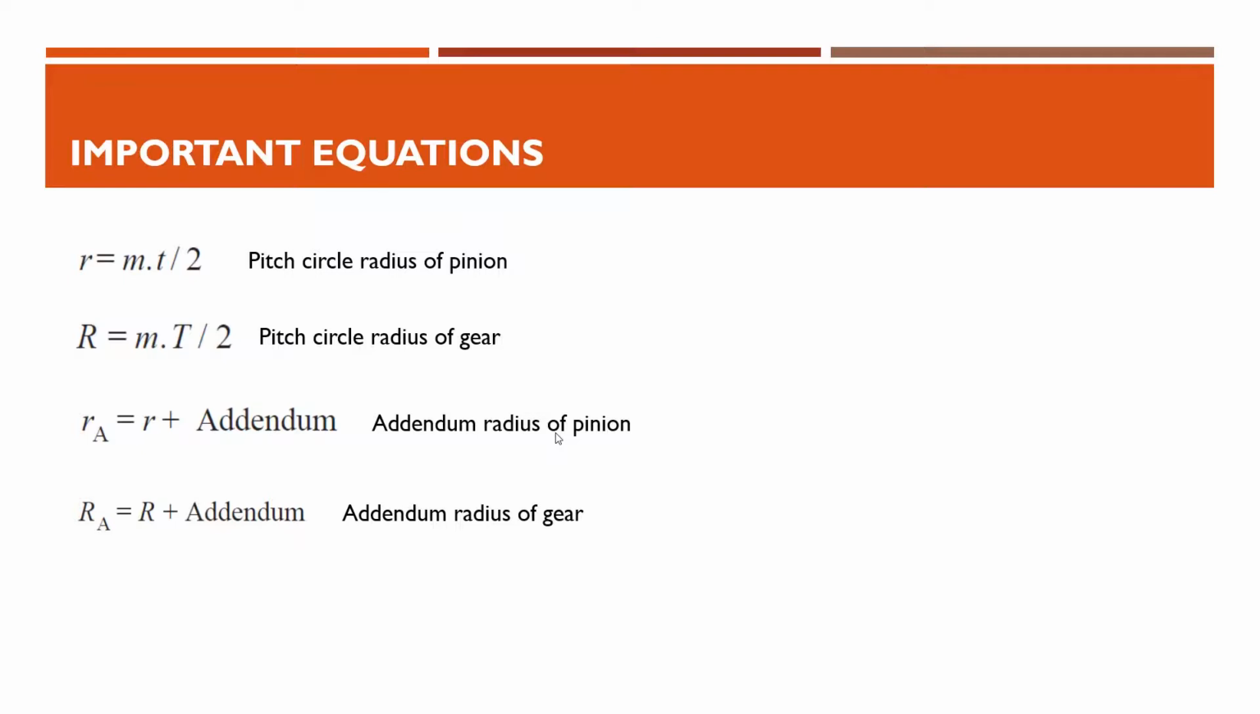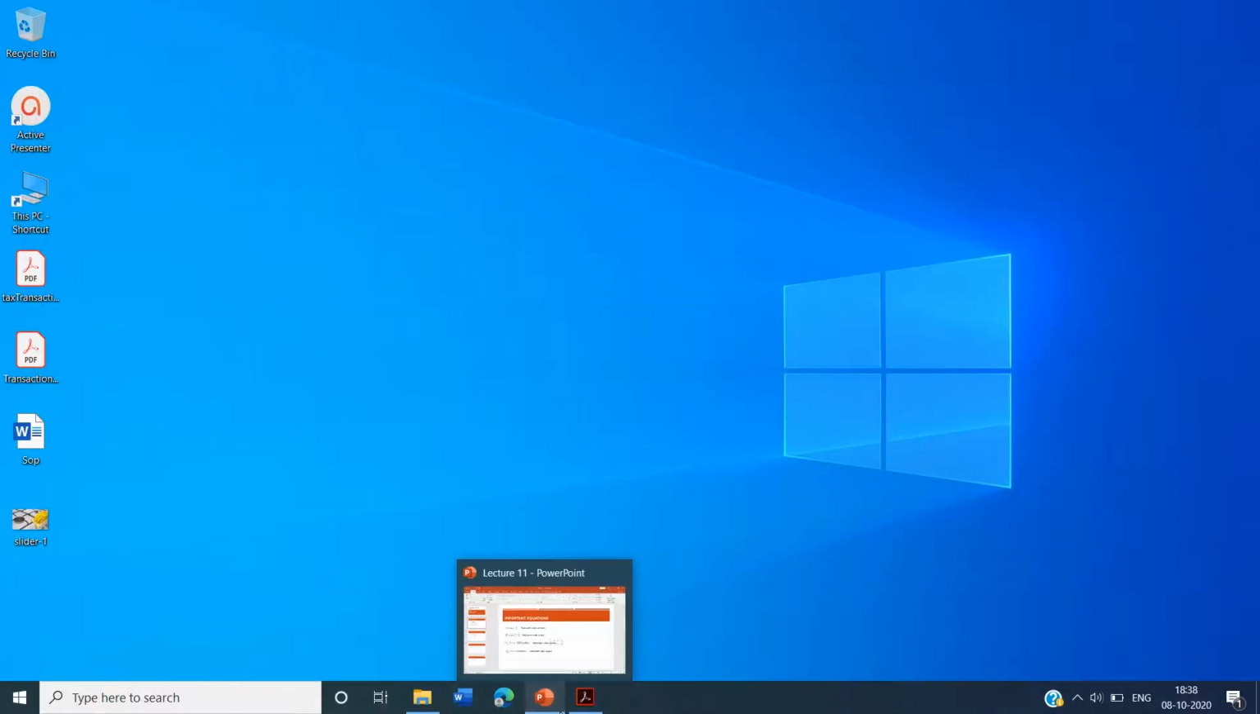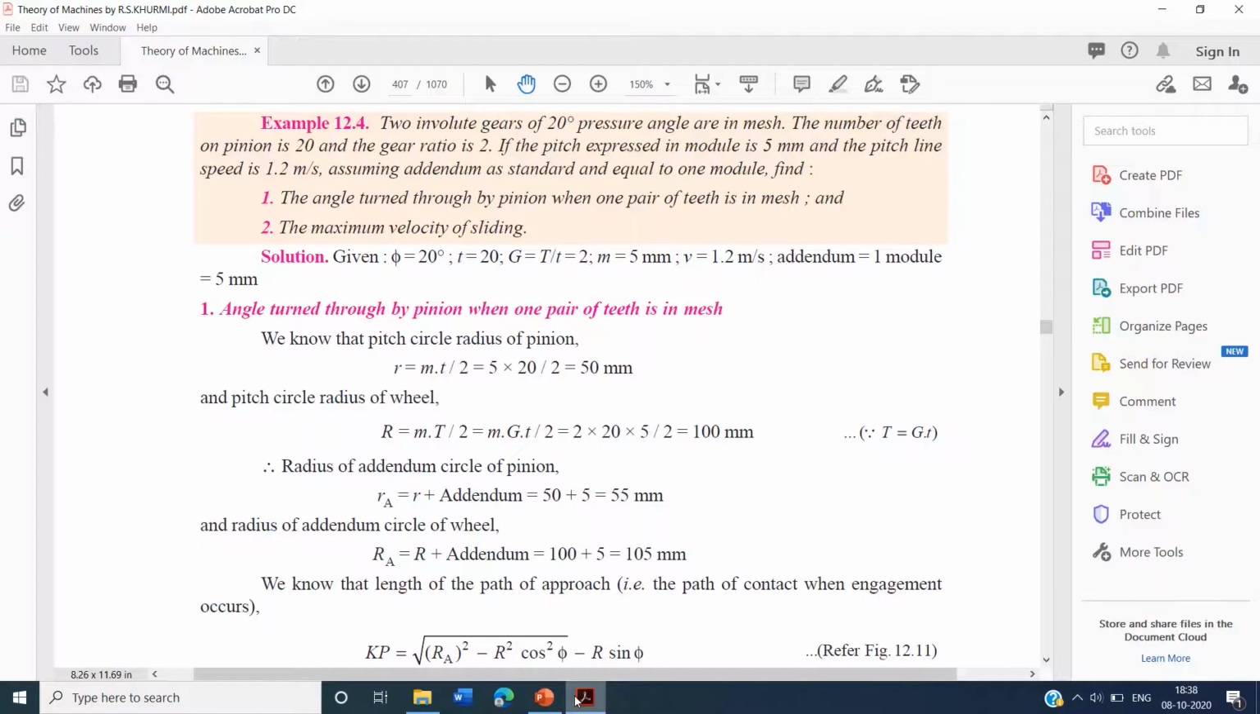Now, let us directly go through the problem. So, here is one problem. Your first step is to write down all the given data. Two involute gears of 20-degree pressure angle. That means phi is equal to 20 degrees. The number of teeth on the pinion is 20. That means small t is equal to 20, and gear ratio is 2.